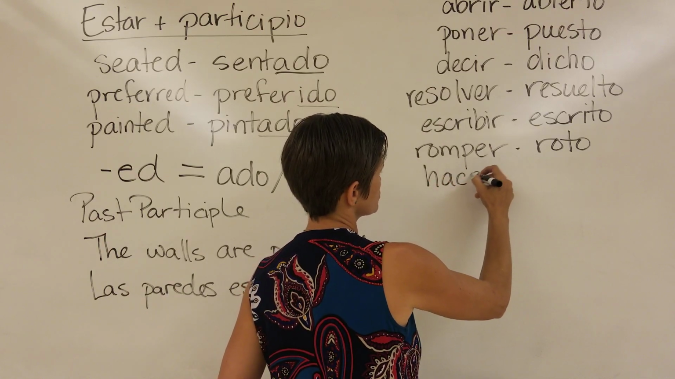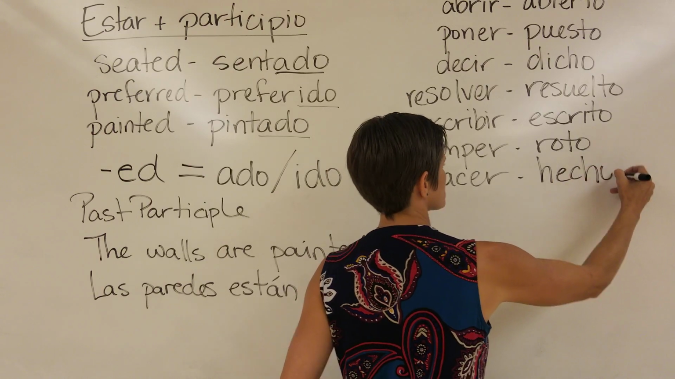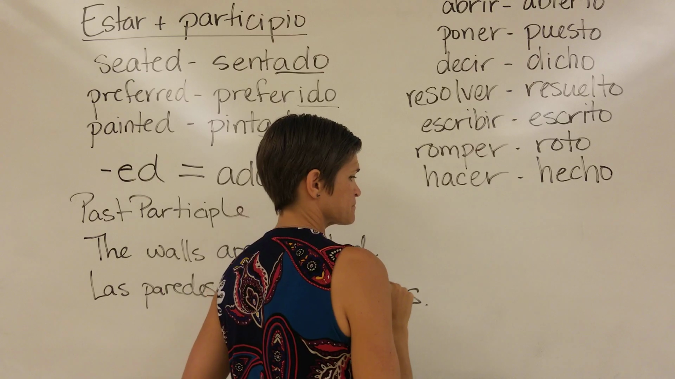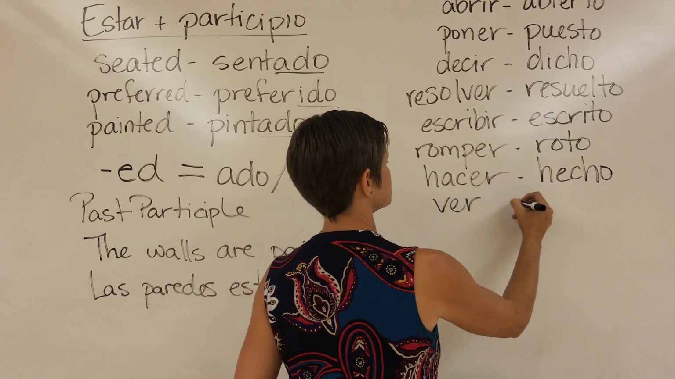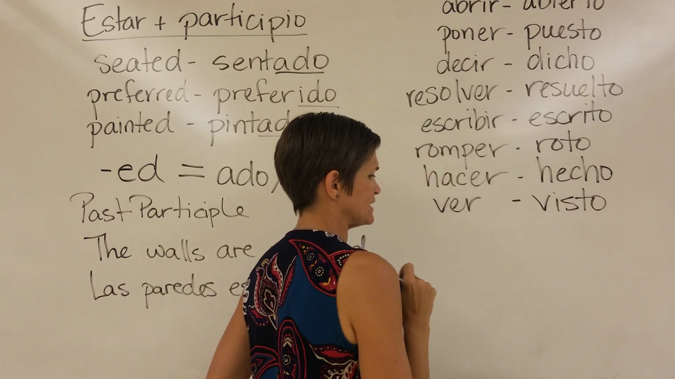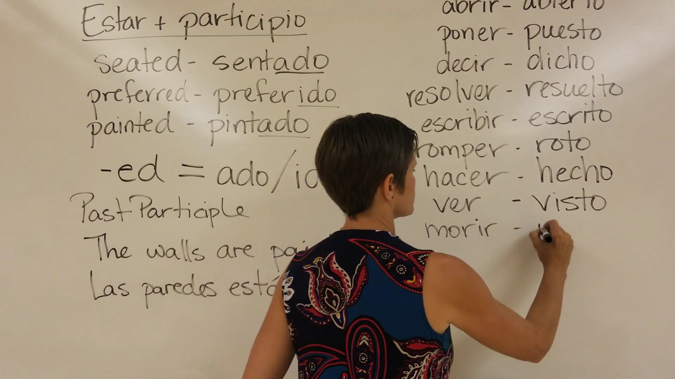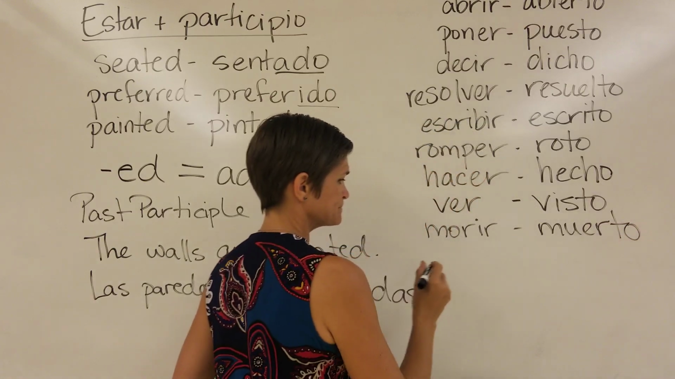Hacer is to do. The adjective is done. Or if it was to make, then this is made. Hecho. Ver is to see. Visto is that it is seen. Morir is to die. Muerto is that it is dead.